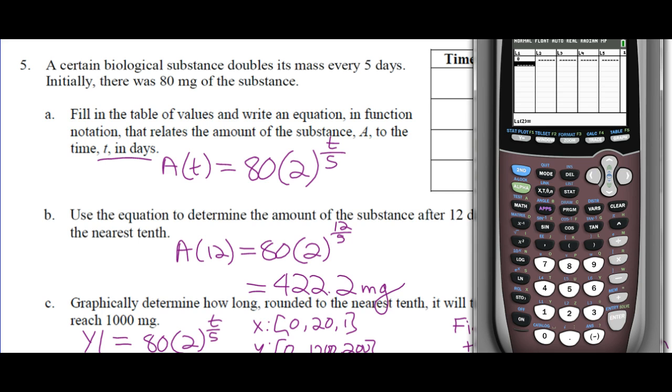And we've got what? 0, 5, 10, 15, and what was the other one? 80, 160, 320, 640. Way to go, 640. Okay.